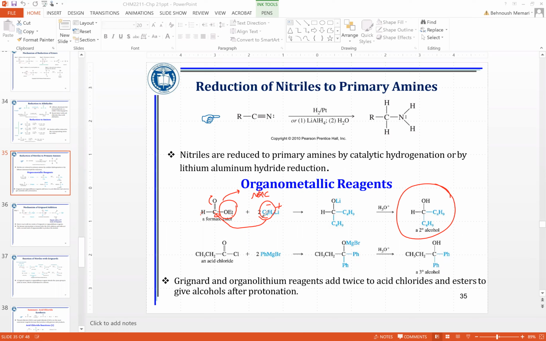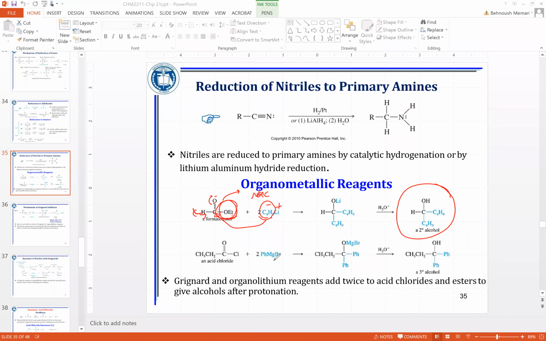So basically, two alkyl groups from the alkyl lithium would add to the carbonyl. One of them would replace the alkoxide, and the other one will break the pi bond. So you end up with, in this case, a secondary alcohol. Normally, you would end up with tertiary. If you didn't have the formate ester, so if you had a CH3 here, it would have been tertiary. But since this is a formate, you would get a secondary.